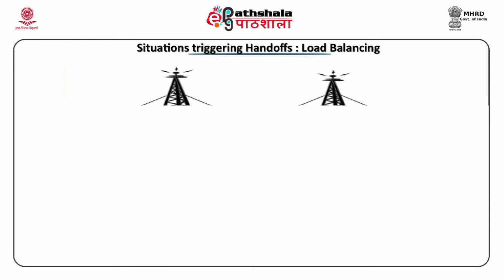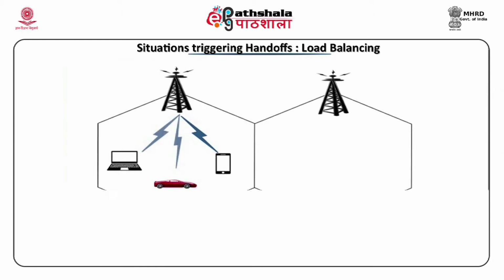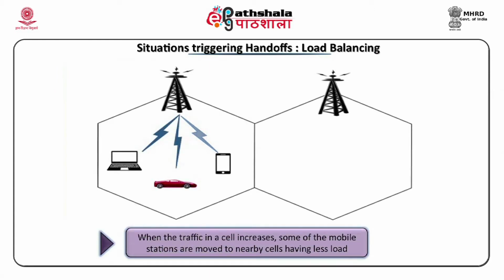The second is that if the entities above the cell, that is the BSC and the MSC, which we discussed while discussing the architecture of the GSM network, find that the traffic in a cell is very high, that is the channels or frequencies allocated to that particular cell are getting exhausted, then some of the mobile stations which are using those frequencies are moved to nearby cells which have less load, if possible at all.